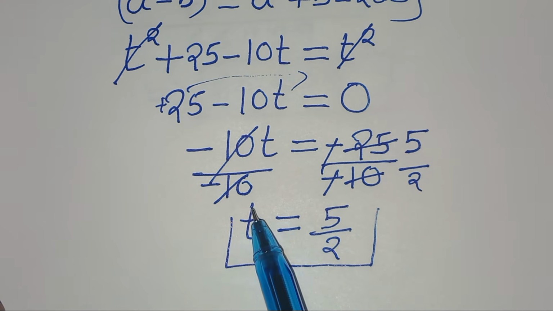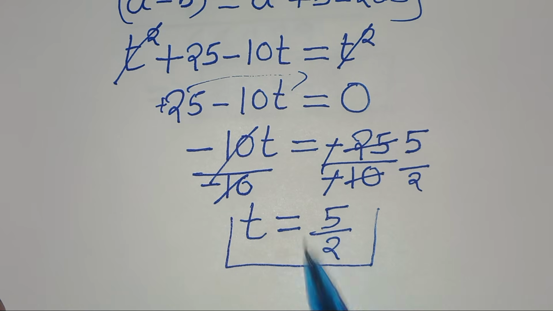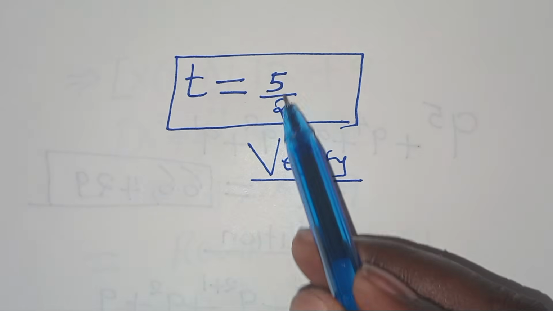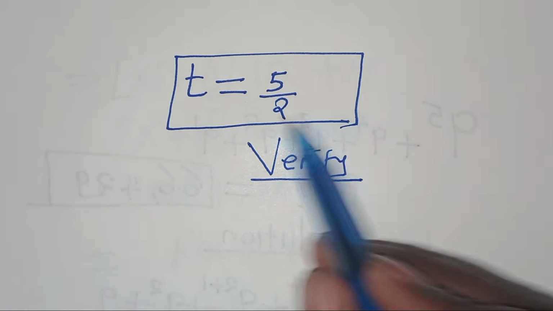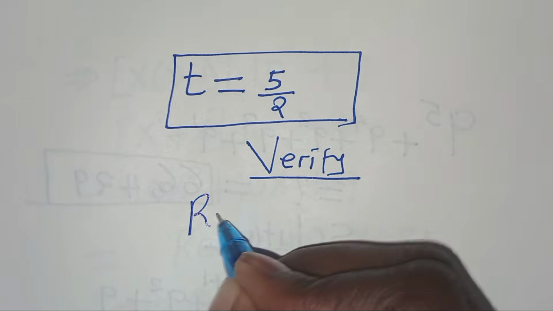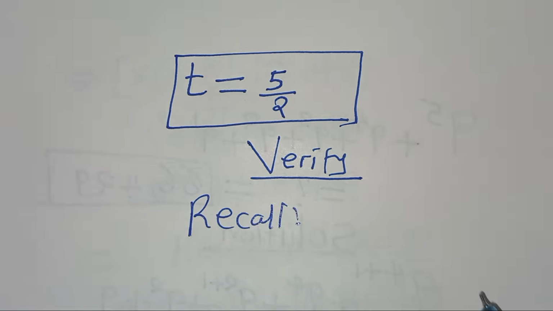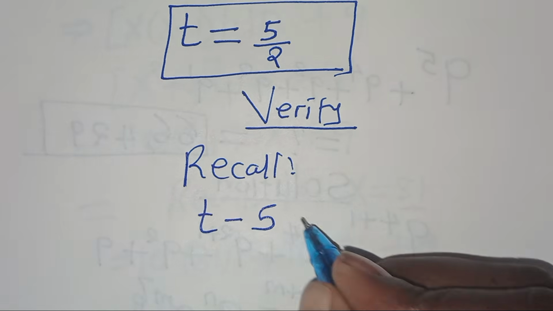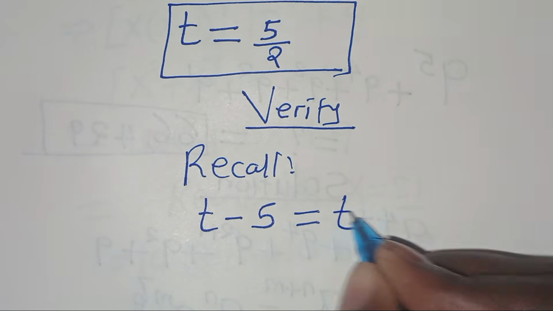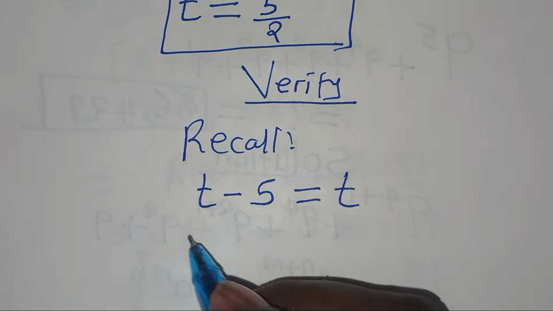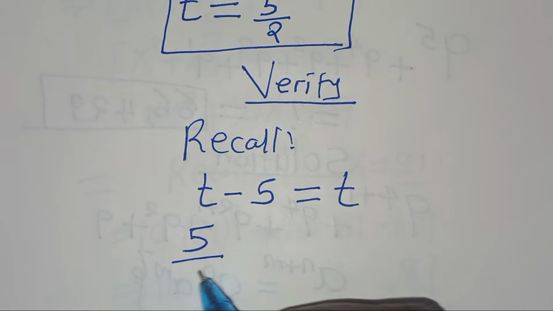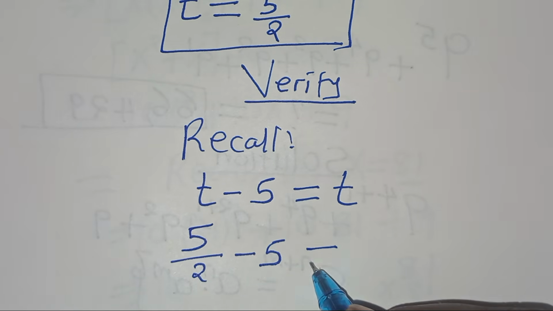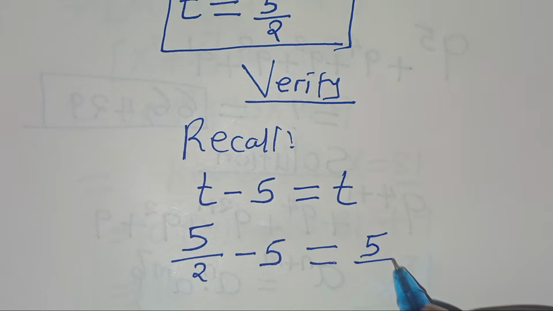Now let's verify that t equal to 5 over 2 satisfies the equation. Now, if you recall, we have that t minus 5 is equal to t. So we have 5 over 2 subtract 5. This should be equal to 5 over 2.